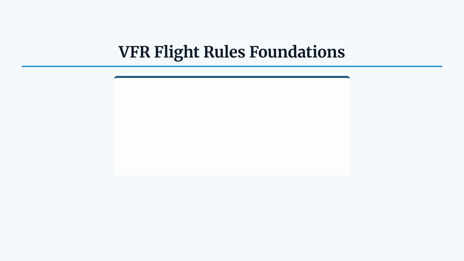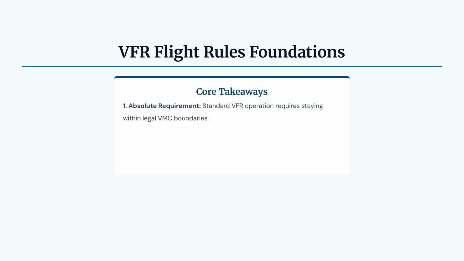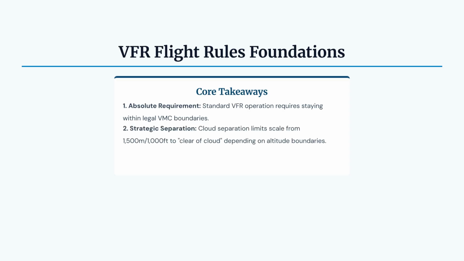To summarize the VFR foundations, you must meet the absolute requirement of staying within legal VMC boundaries. Remember, the separation limits scale, and that control zone operations require absolute 5 kilometers visibility and 1,500 foot ceiling thresholds for airfield safety.